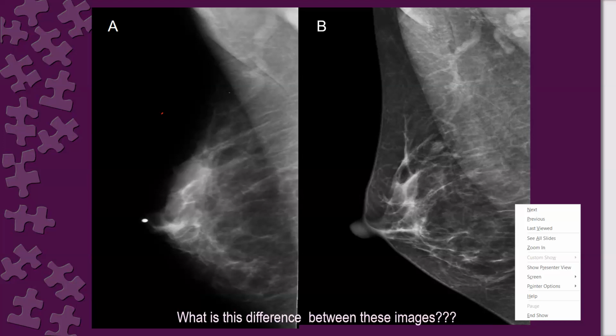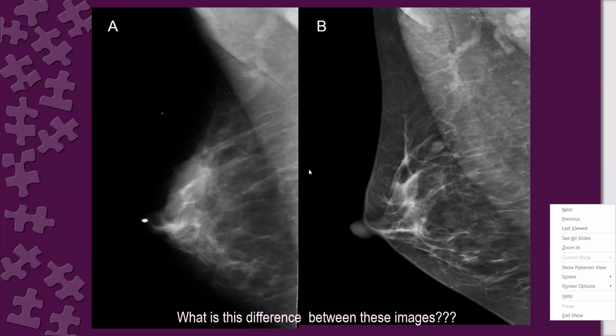But what happened? Okay, look here, you can see sharply demarcated skin and you can see the nipple, you can see even the Cooper's ligament, the differentiation between fat and fibroglandular tissue. But can you see these structures here? Definitely not.